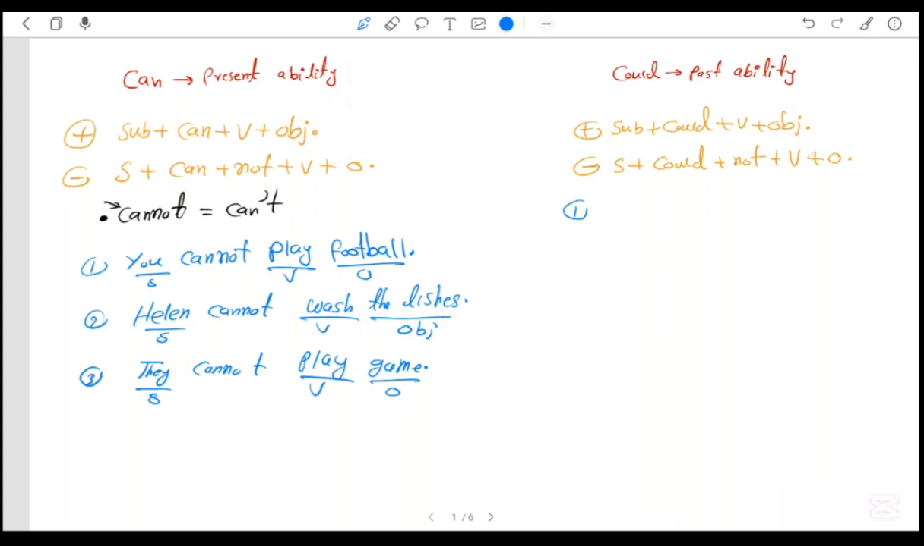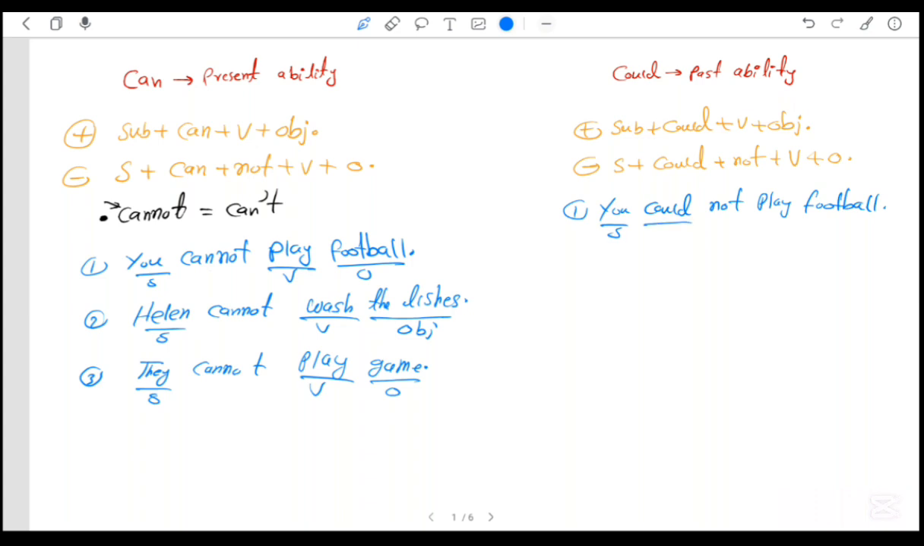Okay, sentence number one for could not, or for could. Let me just change this sentence. Let's say, you could not play football.